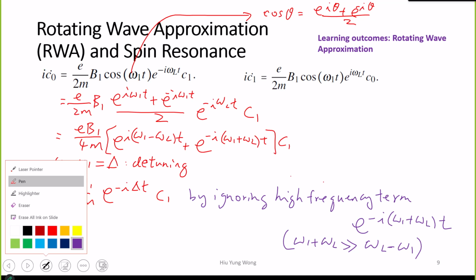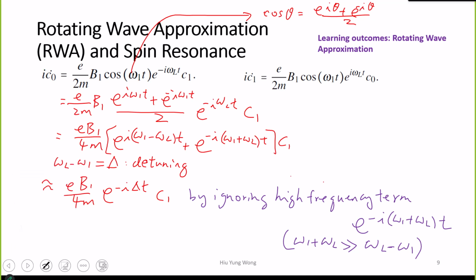This is something we encounter for the first time. Later we will see why it is called so. This is the so-called rotating wave approximation. Okay, we ignore the high frequency term. But why is it called rotating wave? Later we will see it from a more graphical perspective. But from the mathematical perspective and the time scale perspective, I hope I explained it to you.